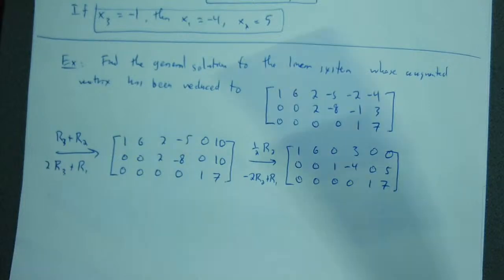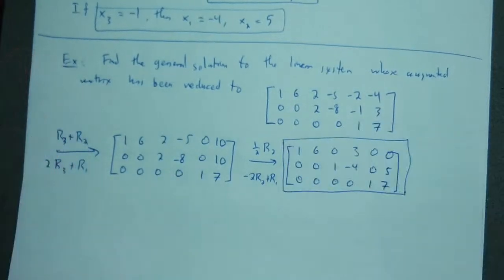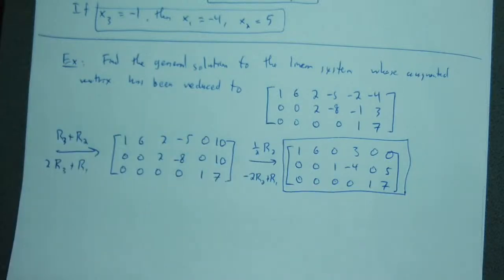Okay, and this is not a unique process. You could have done this in another way, but the answer you get is unique. So it doesn't matter what process you used here, this thing that you get is always going to be the same for the matrix you start with. Okay, so there it is in reduced row echelon form.